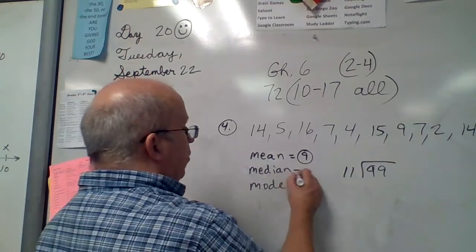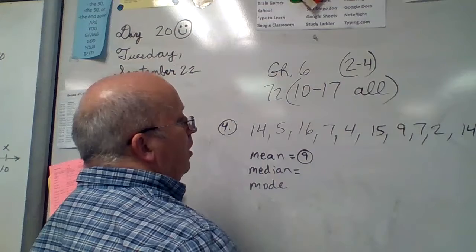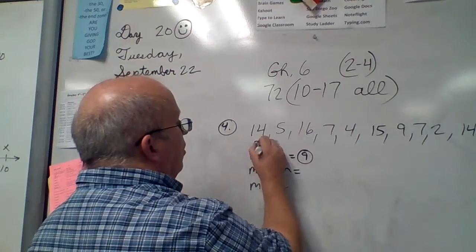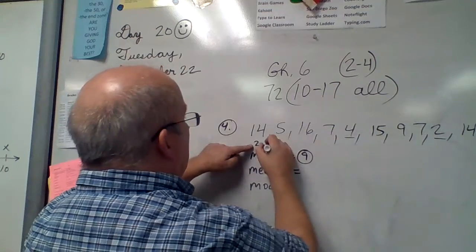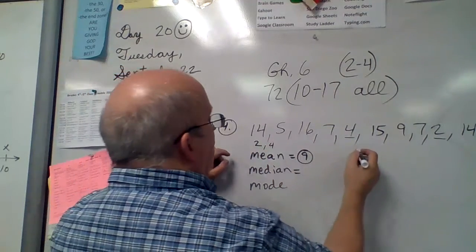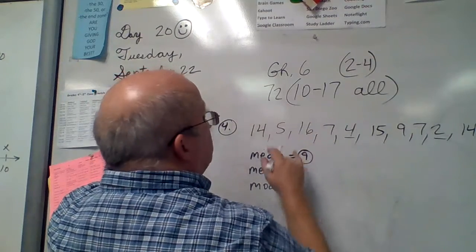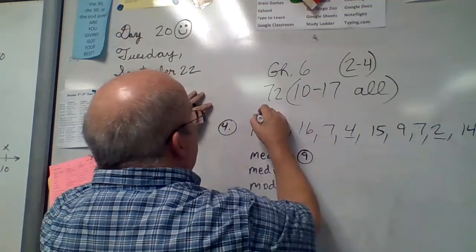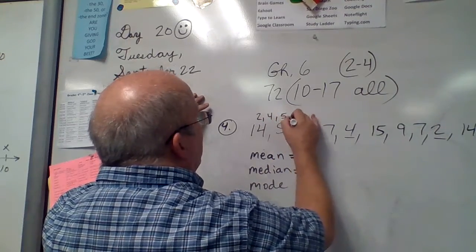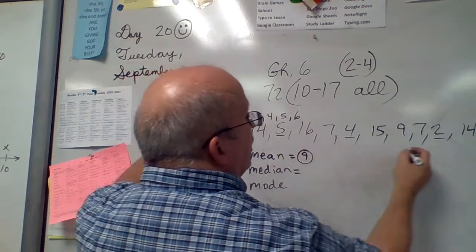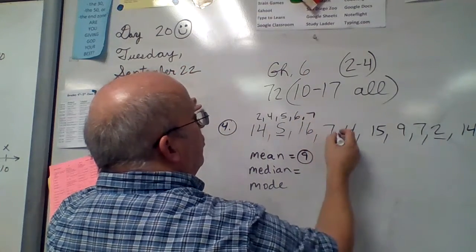Okay, what in the world's median? As I told you before, median is putting all the numbers in order from smallest to largest. So 2 is the smallest. What's next? How about this 4? That would be next. You know what? I'm not going to do it here. I'm going to do it above here. We got 2, 4, then let's see, 5 is next, then 6. So I've got 2, 4, 5, 6, then the number 7.